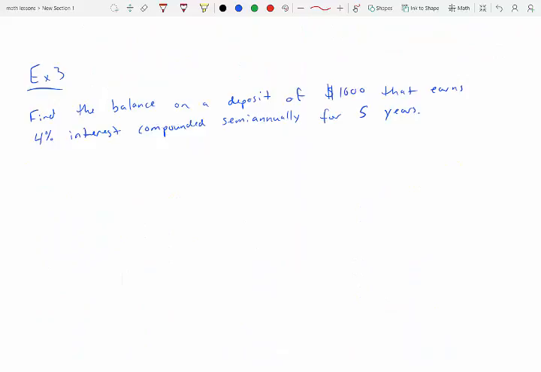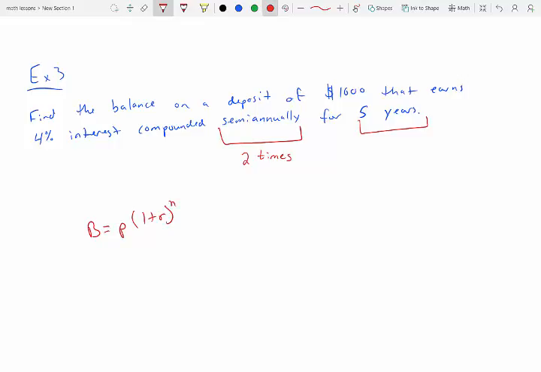For example 3, we have to find the balance on a deposit of $1,000 that earns 4% compounded semi-annually for 5 years. So we could make a table for this, but if we look at this, we have 5 years, semi-annually, again, that means 2 times a year. So that's going to be 10 rows for our table. It's going to be time consuming, and we don't want to do that. So what we're going to do is we're going to use an equation. We're going to use that B equals our principal times 1 plus our rate to the n.